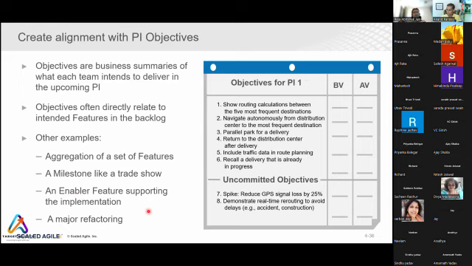So it is different from the sprint goal or iteration goal, which is confined to one iteration or one sprint. It is for the entire PI. So you have to consider it at the PI level.